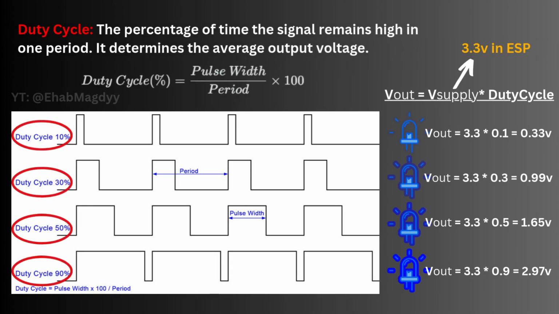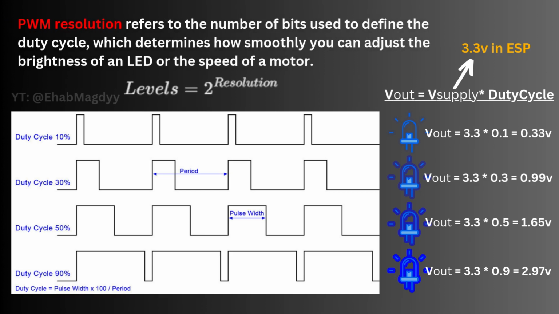The duty cycle, which is the percentage of time the signal remains high in one period. It determines the average output voltage. And the PWM resolution, which determines how smoothly we can control the signal.